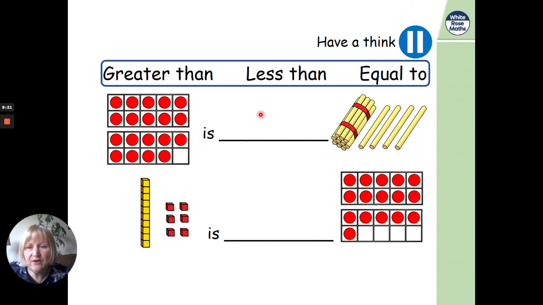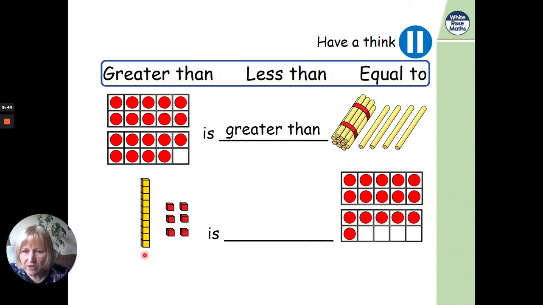So we've got to have a good look at the tens frame here. There's 2 tens frames, but this one's missing one. So there's 10 and 9, 19. And on this side, there's 10 and a 4, 14. 19 is greater than 14.